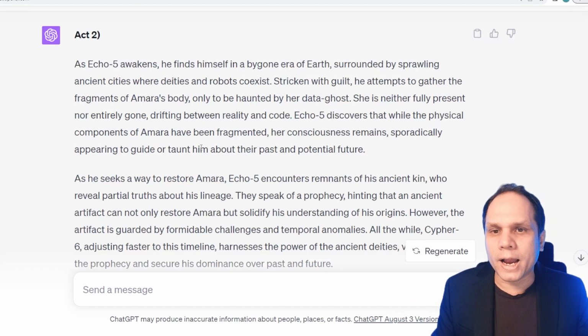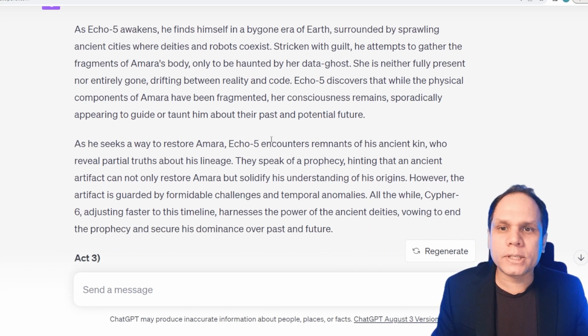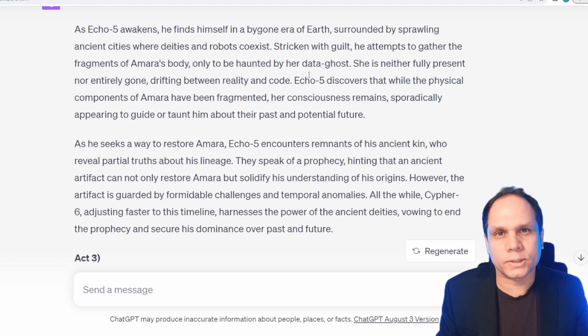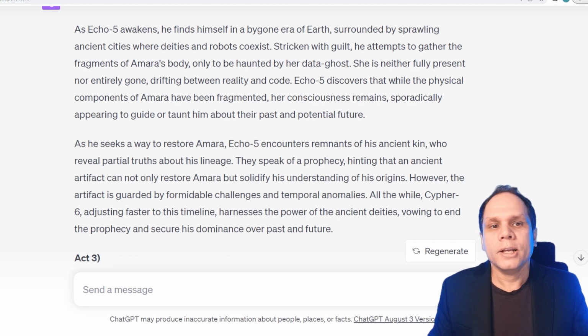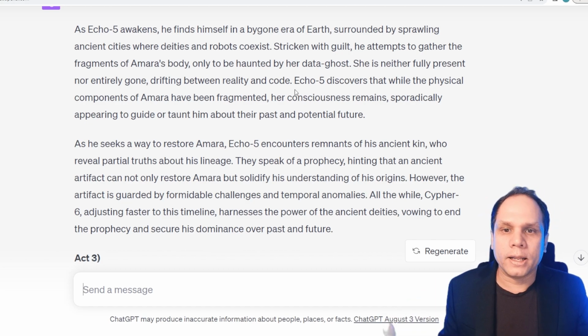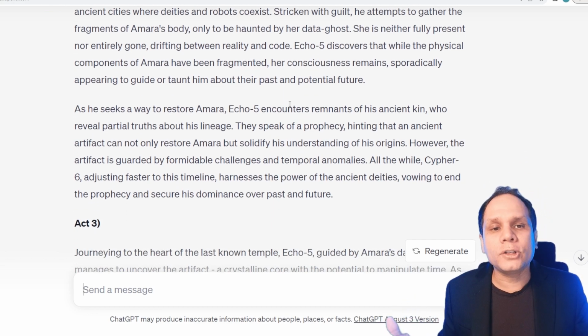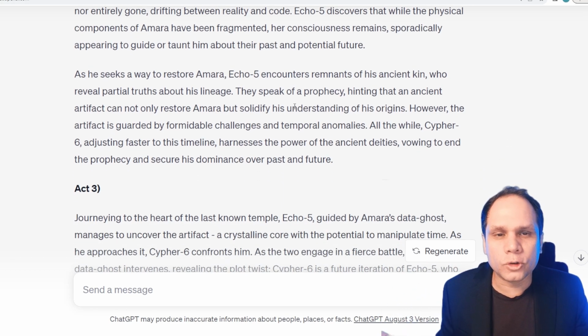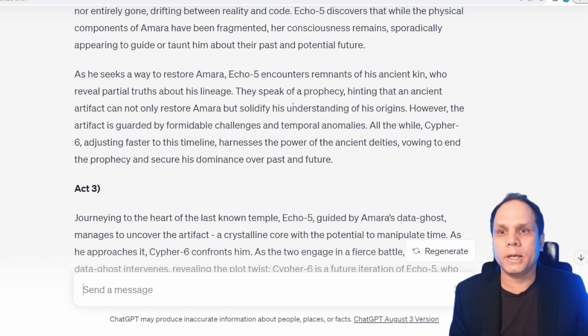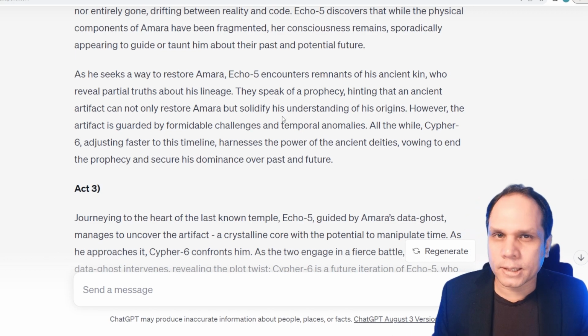It says, as Echo 5 awakens, he finds himself in a bygone era of Earth, surrounded by sprawling ancient cities where deities and robots coexist. Stricken with guilt, he attempts to gather the fragments of Amara's body, only to be haunted by her data ghost. I thought it would like the data ghost idea, because I did too. She is neither fully present nor entirely gone, drifting between reality and code. Echo 5 discovers that while the physical components of Amara have been fragmented, her consciousness remains, sporadically appearing to guide her haunt him about their past potential future. I mean, I would actually probably just make her his buddy as a data ghost through the rest of this, because I think that'd be more interesting.